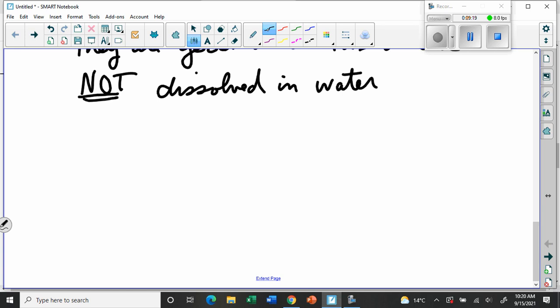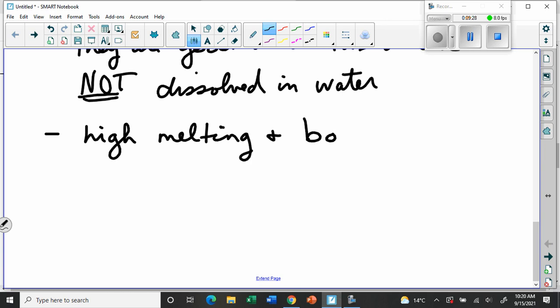So maybe I'll write the property first. They have high melting and boiling points. Okay, you know what that means? That means the point where they would turn to liquid or turn into a gas, right?